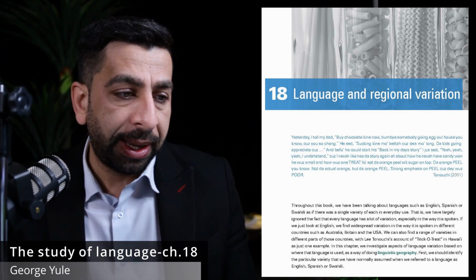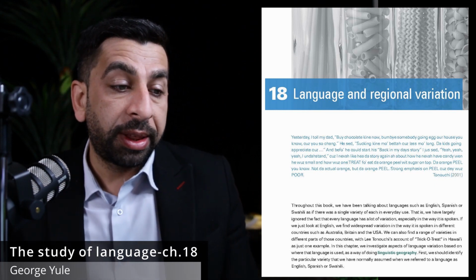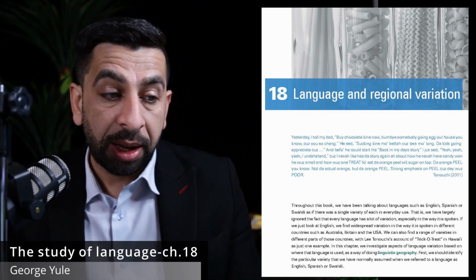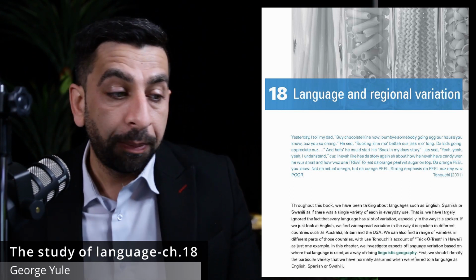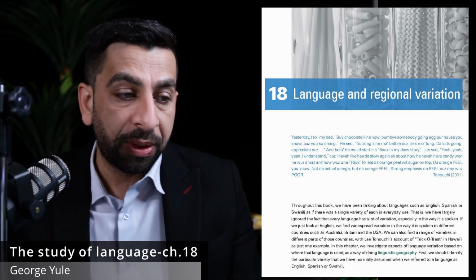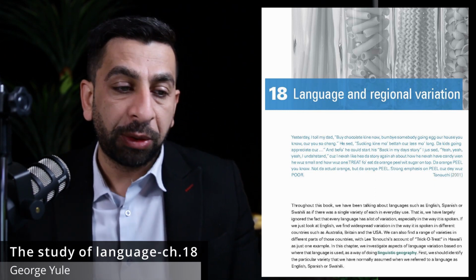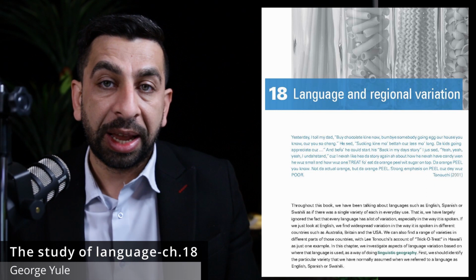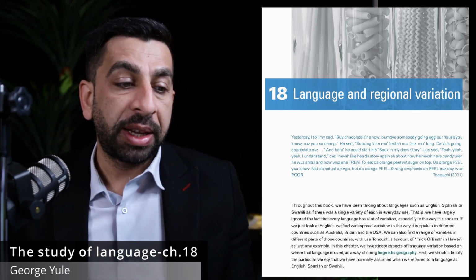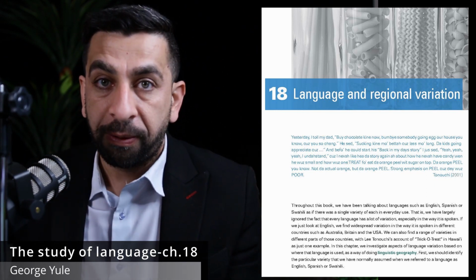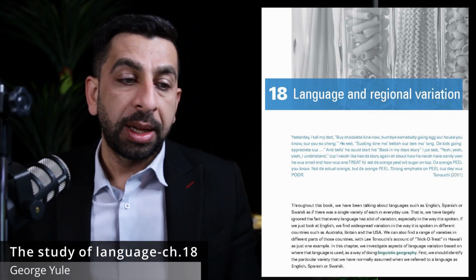So geographically speaking, with Lee Tonouchi's account of trick or treat in Hawaii as just one example in this chapter, we have investigated aspects of language variation based on where that language is used as a way of doing linguistic geography.